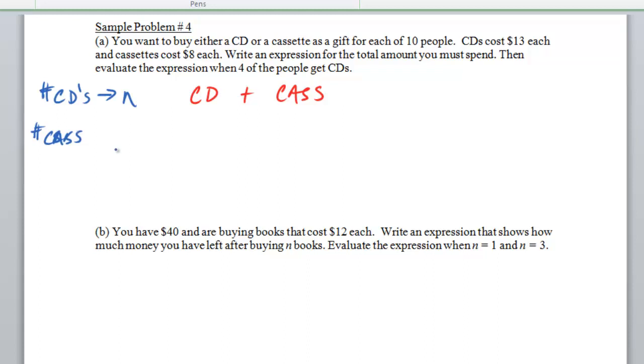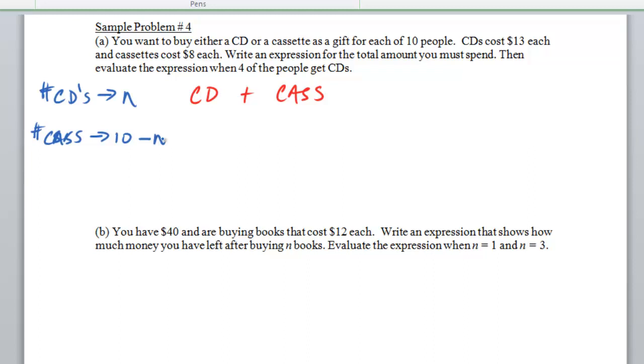So what I'm going to do is, since I'm buying for 10 people, I'm going to subtract the number of CDs that I'm purchasing to represent the number of cassettes that I'll be purchasing. So we call this a dependent variable, and we'll talk about dependent and independent variables in upcoming lessons. So let's take a look.